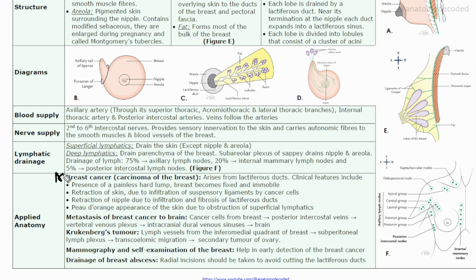So breast cancer. The most commonly asked applied anatomy question on this topic is carcinoma of the breast. A case-based question can be asked on this topic. So from where does this cancer arise? From the lactiferous ducts. In the structure we had seen there is a lactiferous duct. So it arises from the lactiferous ducts, and the patient will present with these clinical features.